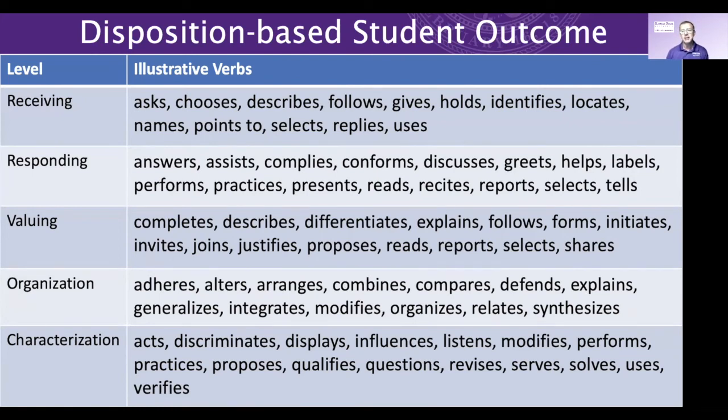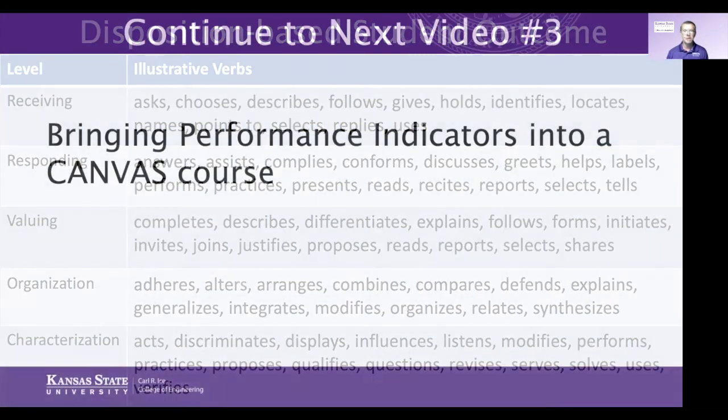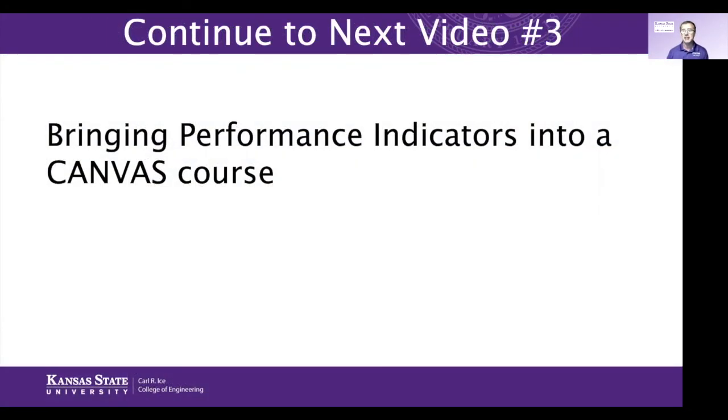When defining the rigor of the performance indicators, you can find a list of verbs in the ABIT manual online or in the Office of Assessment toolkit. The next video will provide guidance in bringing your program's performance indicators into your Canvas course.